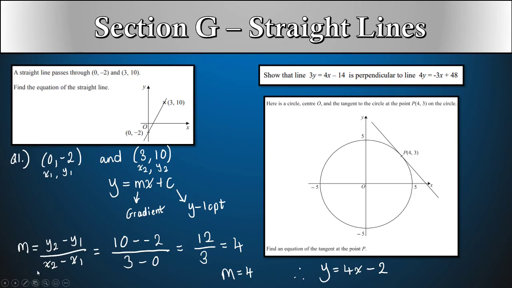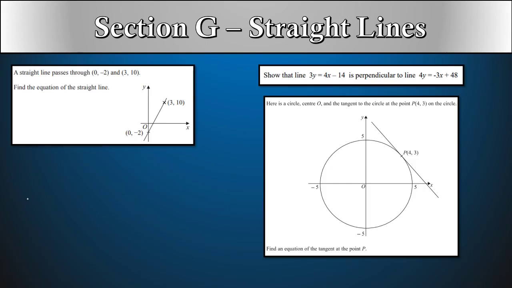Let's take a look at this one here, where we're going to show that the line 3y is equal to 4x minus 14 is perpendicular to this other line. So how would we do that? Well, we need to understand the definition of perpendicular. So if you've got a gradient of 2, so let's write that down again, m is equal to 2, that's my gradient of 2. This would be perpendicular to a gradient of minus a half. So what we do is we take the reciprocal, so that would be 1 over 2, and then we times that by minus 1.